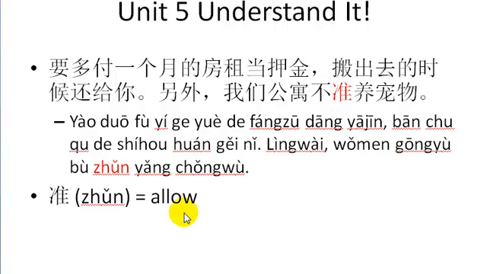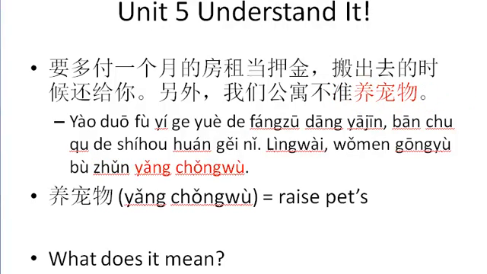Okay, what else do we have here? 准. Okay, 准 means allow. So 另外, you should remember, 另外 means in addition. So in addition to this issue about the 押金, the deposit, there's some other issue that the guy wants to raise, and that is 另外我们公寓不准养宠物. So what is 养宠物? Okay, 宠物 is a pet. 宠物 is the word for pet.